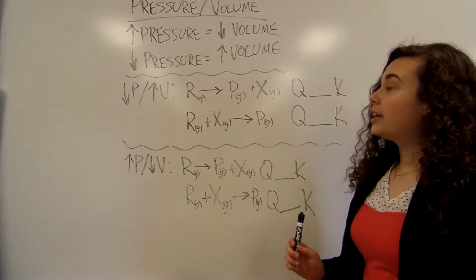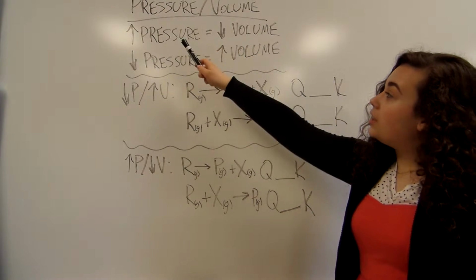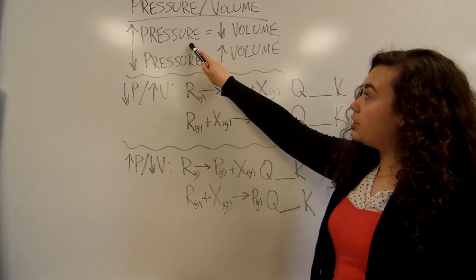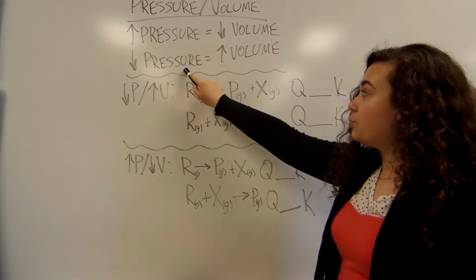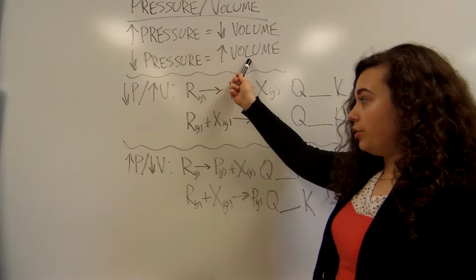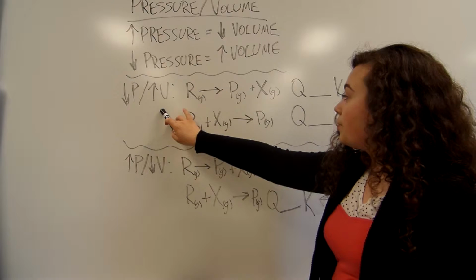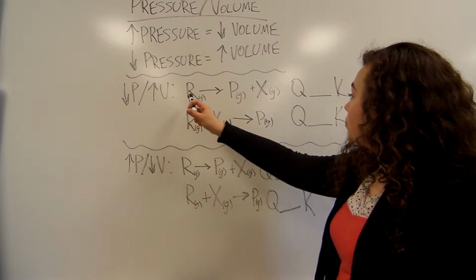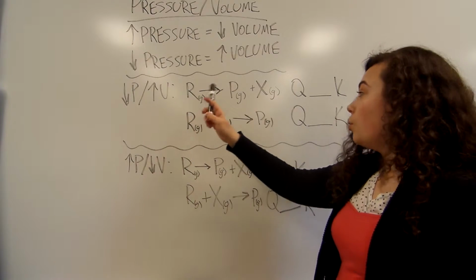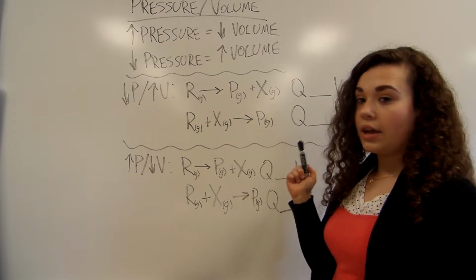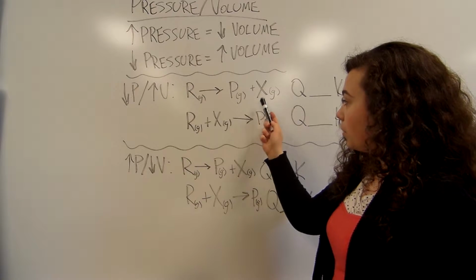So one factor that can affect the equilibrium is pressure or volume. These are connected because an increase in pressure is the same as a decrease in the volume of the container, and a decrease in pressure is the same as an increase in volume. When the pressure is decreased or the volume is increased, the equilibrium will shift to favor the side of the reaction with more moles of gas.